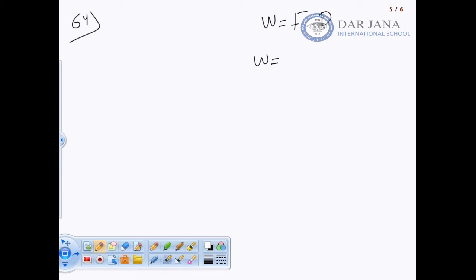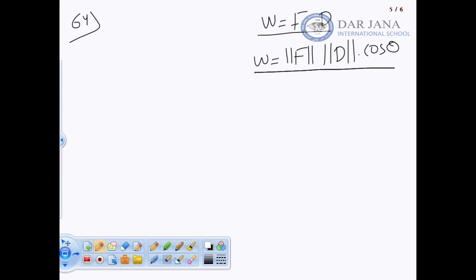We have a second equation for the work. It's the magnitude of the force times the magnitude of the displacement times the cosine of the angle between them. F is the force and D represents displacement. It's very simple. If force was given as a vector and displacement was given as a vector, I use the first formula. If we have the magnitude of the force and the magnitude of the displacement, we use the second formula. So let's go back to number 64.